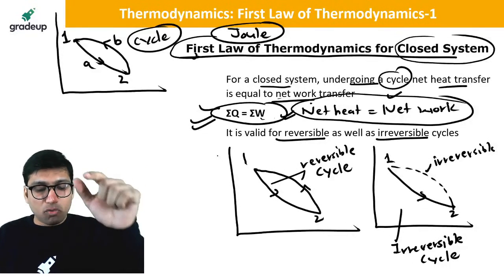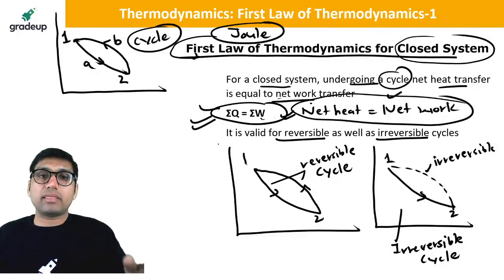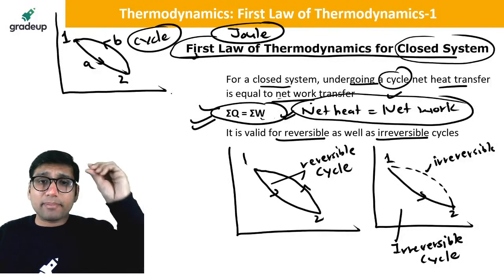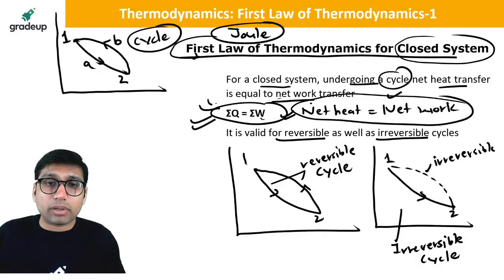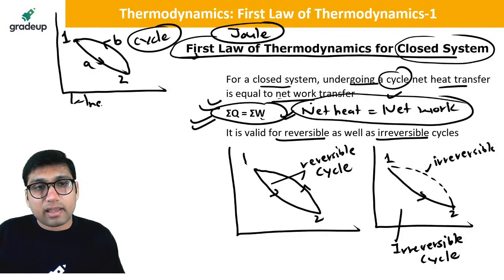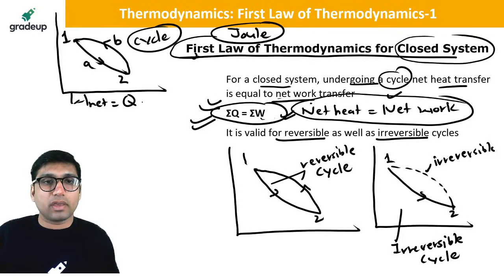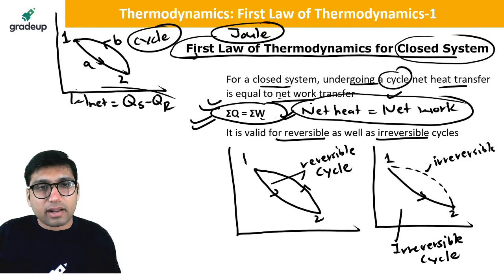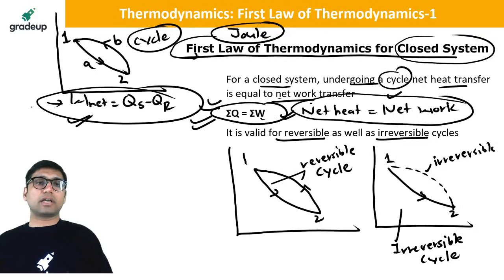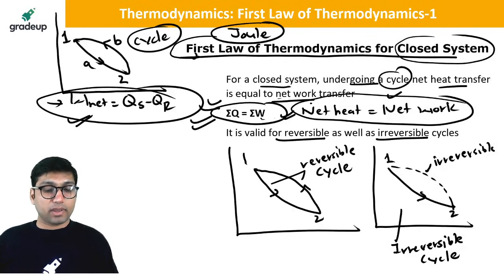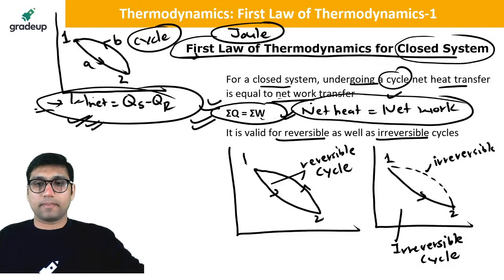And you must have used this law in almost every cycle, whether it is the Rankine cycle, Brayton cycle, or diesel cycle. In almost every cycle you use this first law of thermodynamics, that is, net work is equal to net heat. You use this as heat supplied minus heat rejected. So net heat is equal to net work, and you can use this for a cycle only.